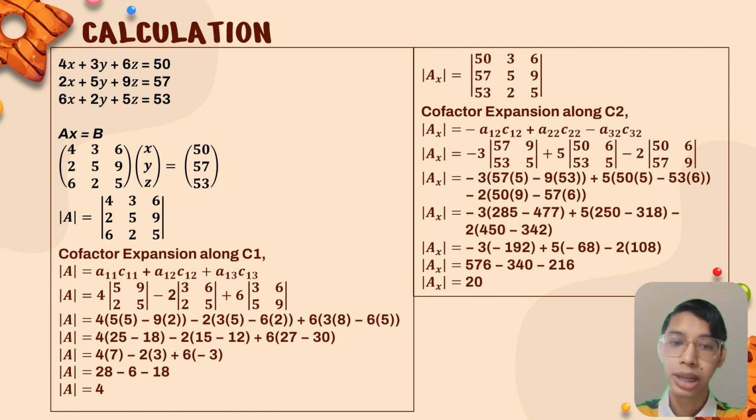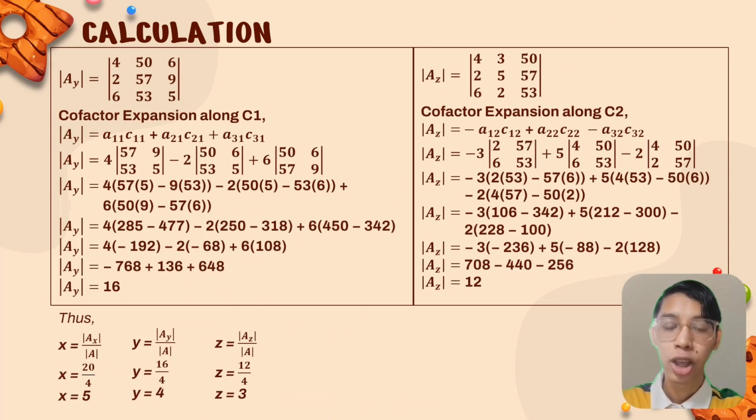For column 1, we apply A11 multiplied by C11 plus A21 multiplied by C21 plus A31 multiplied by C31. After that, we need to fill in A11 and C11. So we get 4 times the determinant of 57, 9, 53, 5, minus 2 times the determinant of 15, 6, 53, 5, plus 6 times the determinant of 15, 6, 57, 9.